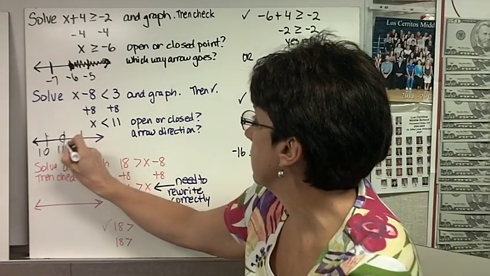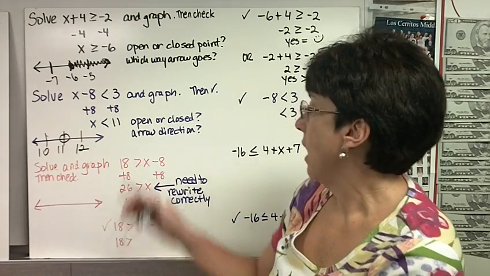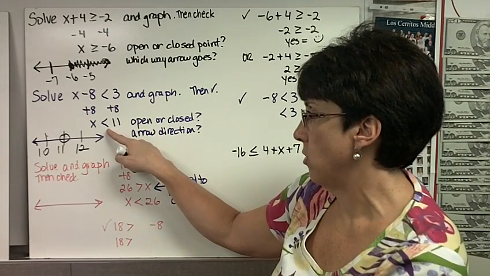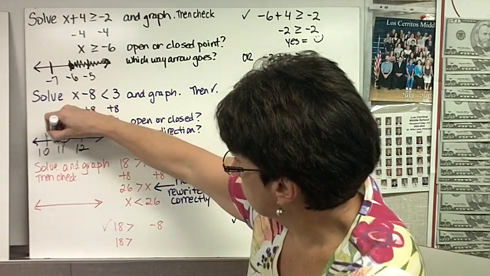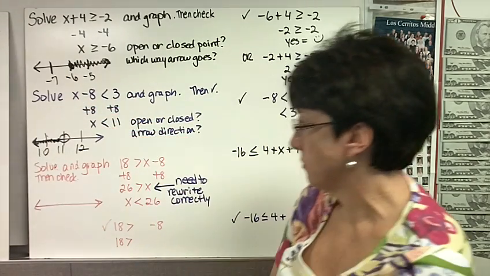Hopefully you said open because it doesn't have the "or equal to." And which direction does our arrow go? Which way does this point? It points to the left. So it goes to the left.